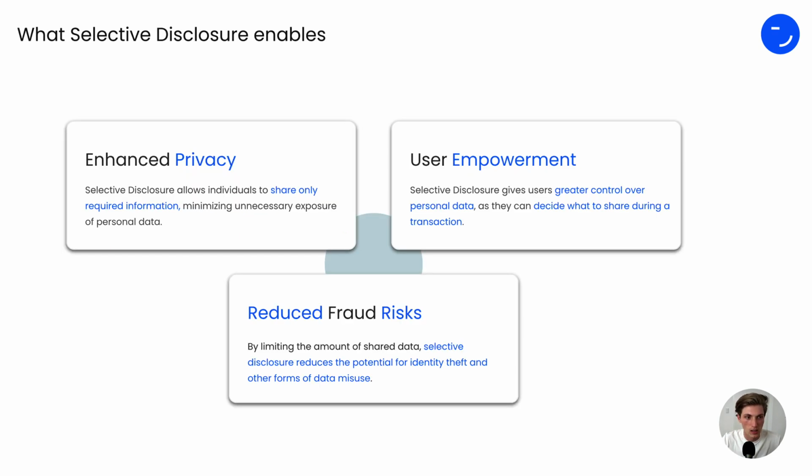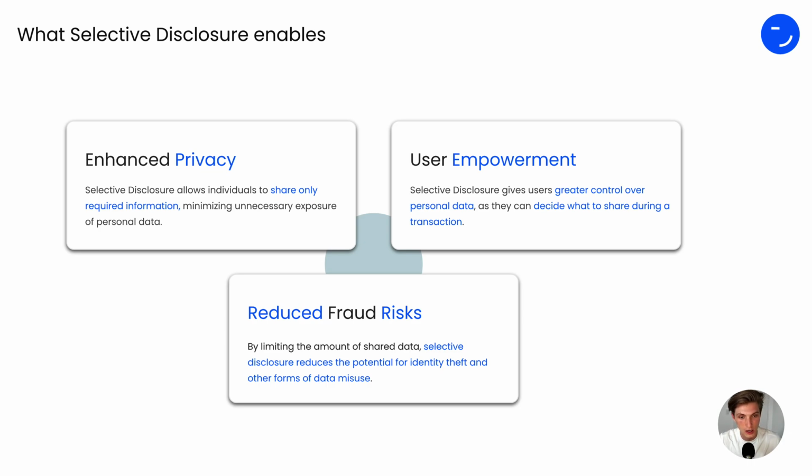They enable enhanced privacy by allowing individuals to share only required information and thereby minimizing exposed personal data in interactions. They give user empowerment, as the user has greater control over their data, as they can decide what to share during a transaction. We also get reduced fraud risk, because by limiting the amount of shared data, selective disclosure reduces the potential for identity theft and other forms of data misuse.